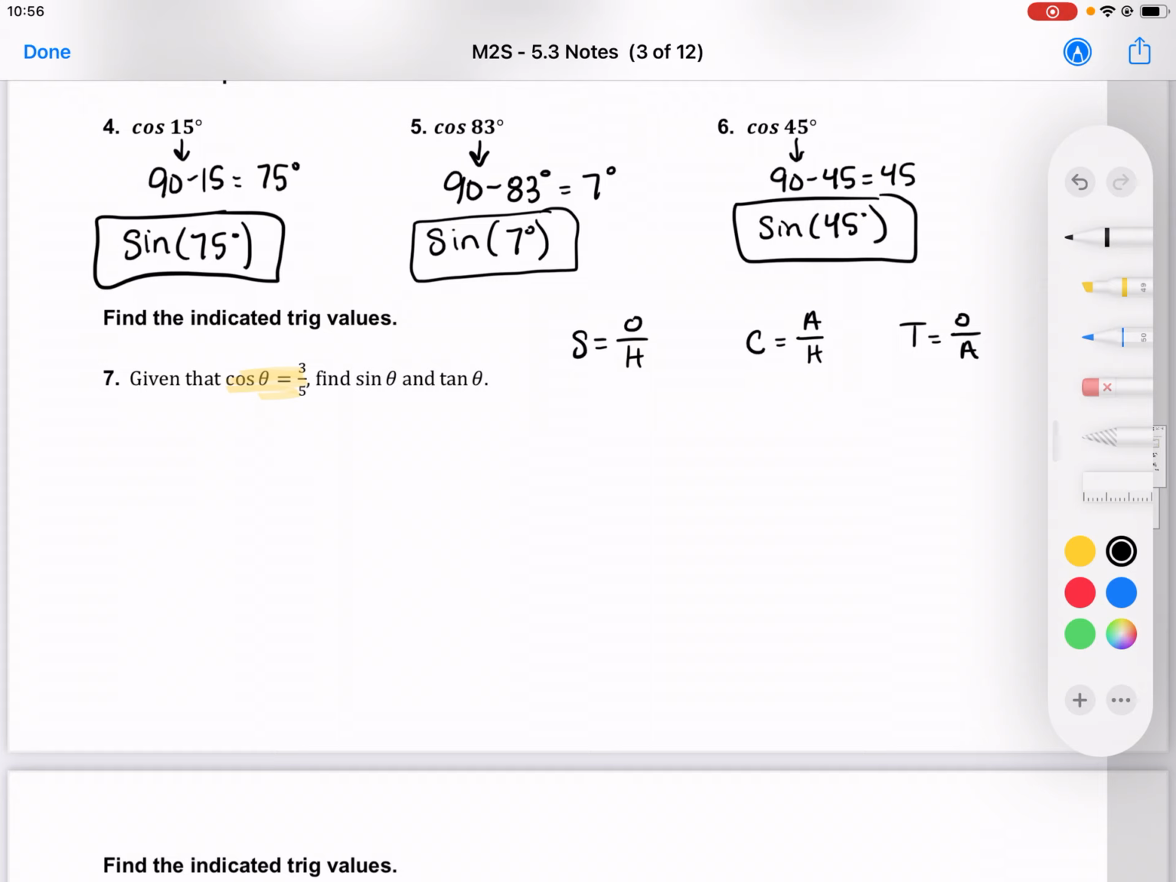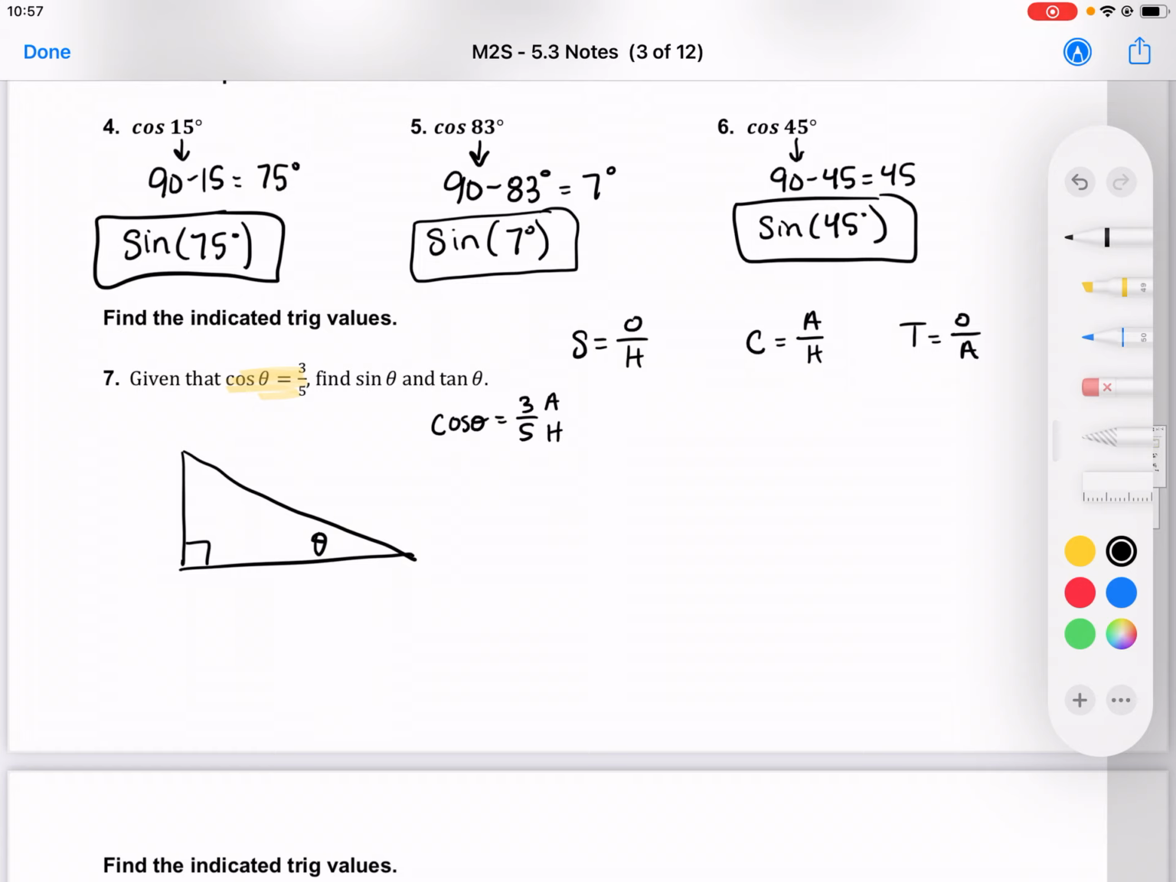So I'm going to go ahead and draw a right triangle. Always just draw a right triangle. It doesn't matter how you draw it. You can just make it look exactly the same every time if you want. And then since we have cosine, remember cosine is adjacent over hypotenuse. So cosine is 3/5. That's what it tells us. So the 3 is going to be our adjacent side. The 5 is going to be our hypotenuse because it's adjacent over hypotenuse.